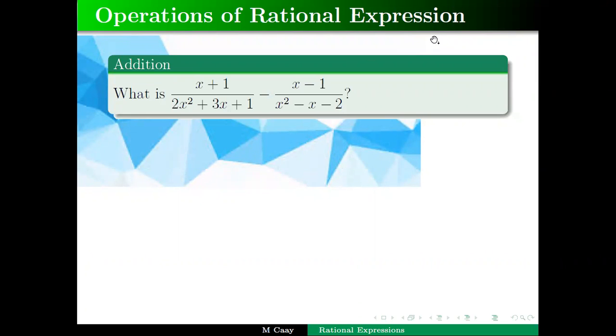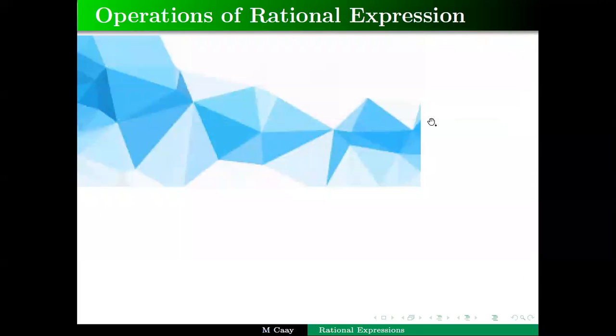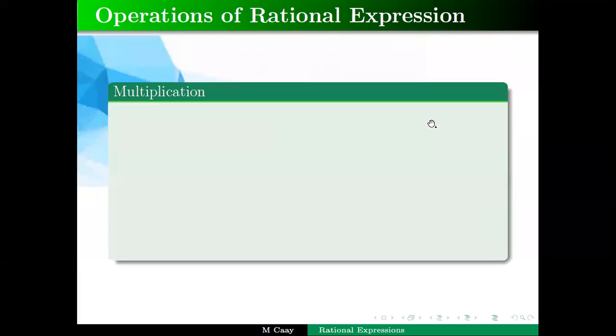Okay, let's consider another example. I have x plus 1 all over 2x squared plus 3x plus 1, minus x minus 1 all over x squared minus x minus 2. I think we're done with these already. Sorry, my bad. We're done with addition already. So let's now focus on multiplication.